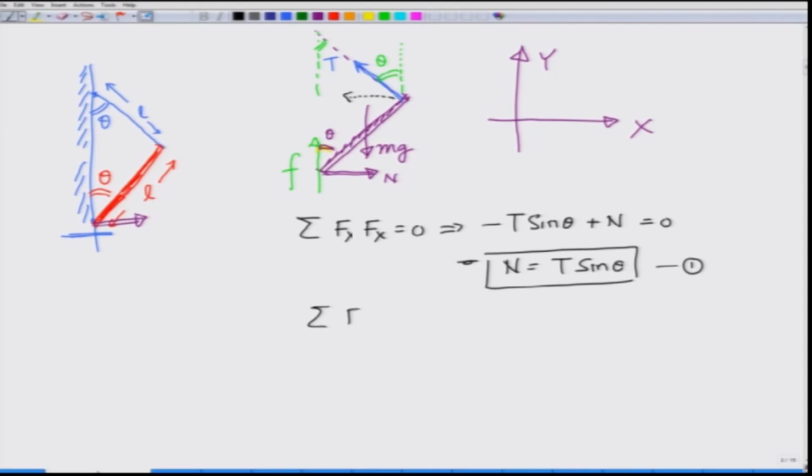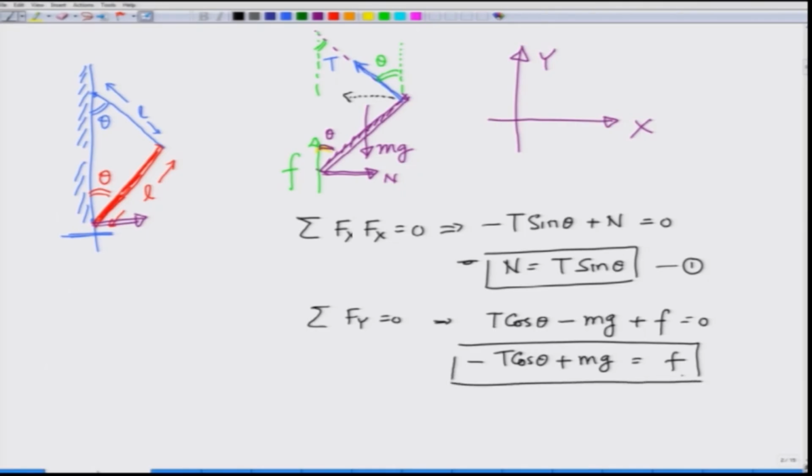Summation Fy is equal to 0 implies the vertical component of T is T cosine of theta in the positive y direction minus mg, and since the lower end has a tendency to slip down, I have already made the frictional force taking it up. So, plus F is equal to 0, and therefore, F is equal to mg minus T cosine theta. That is my equation number 2.